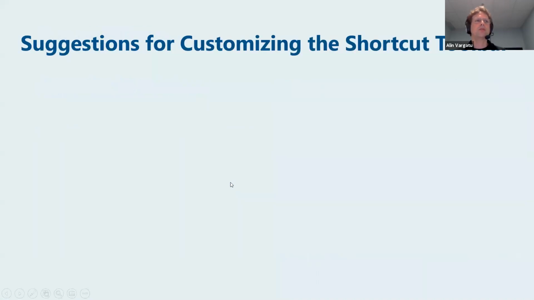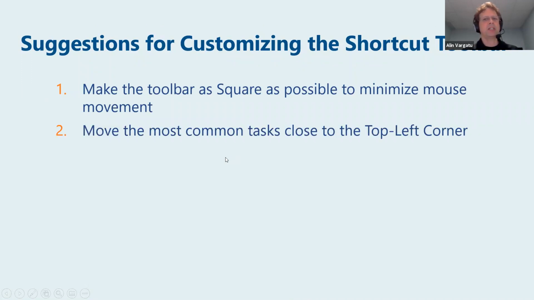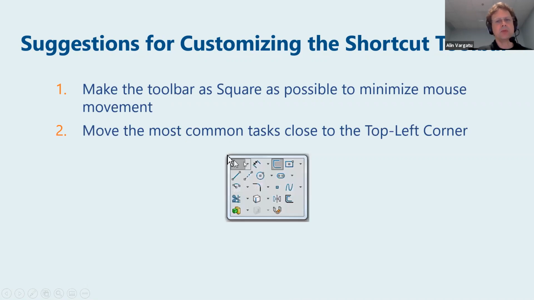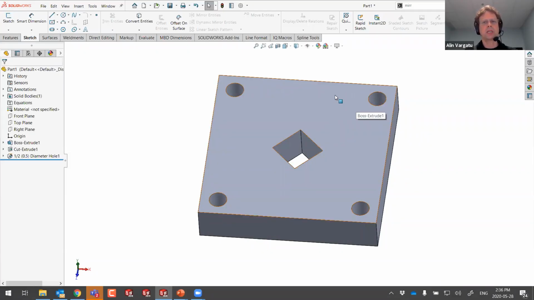Now let's go to the suggestion for customizing the shortcut toolbar, just because many of you are already using this. So you might be wondering, what else can I learn, right? So the shortcut toolbar is the one that is being activated by pressing the S key, and the main principle is: make the toolbar as square as possible. So I'm going to try to customize it again from scratch. I'm going to press the S key and then right-click on here to go to customize.